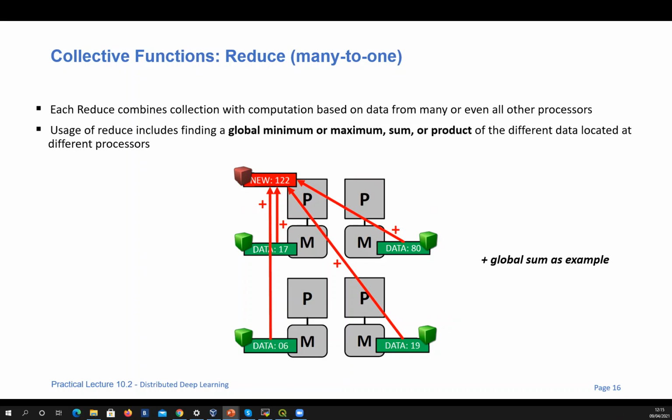I wanted to recall these concepts because, once again, the ring all-reduce algorithm features these different steps of sending information, collecting, and then performing a reduce operation in the end. To do what? To optimize the parameters of our model.